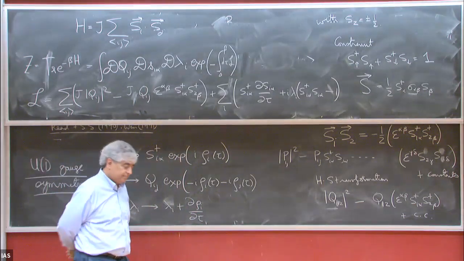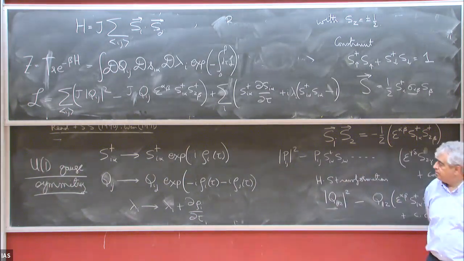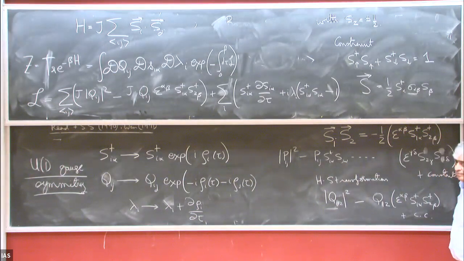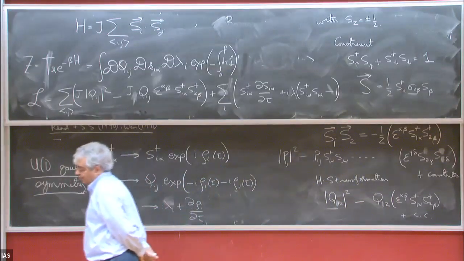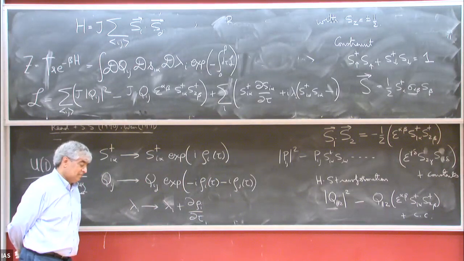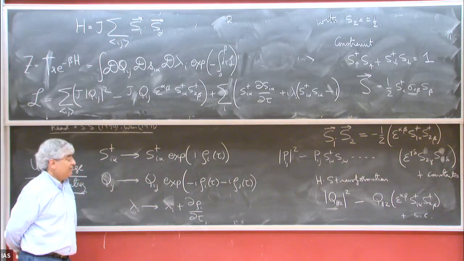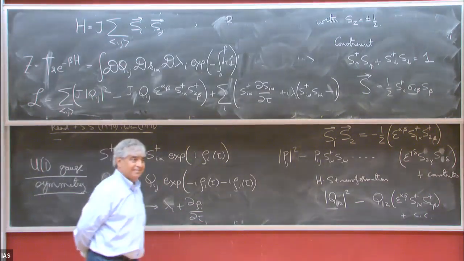Does this field variable Qij describe the dimer coupling? Yes, as you'll see, absolutely. There's a condensate of Qij, and that basically describes the RVB state, and there'll be various defects in the Qij, and those will become the N particle, as we'll see.